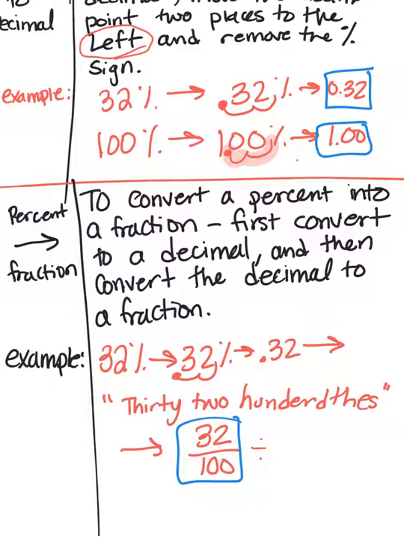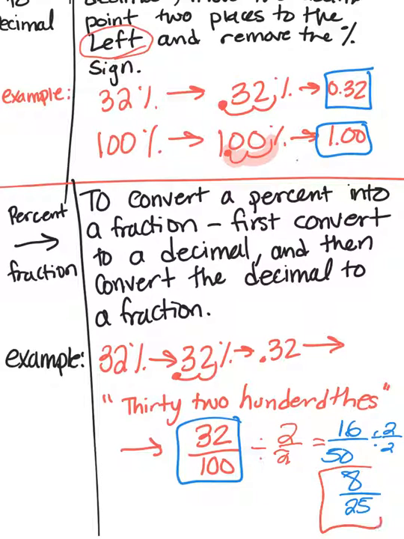I can divide both of those by 2. 2 enters 32 16 times. 2 goes into 100 50 times. Now, I can also divide that by 2 one more time. 2 goes into 16 8 times. 2 goes into 50 25 times. Now, I think that's as much as I can reduce it. Nope, I know that that's as much as I can go. So 32% converts to 8/25 when I'm trying to get a fraction.